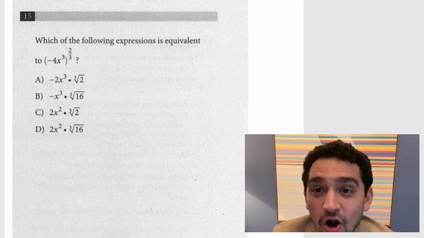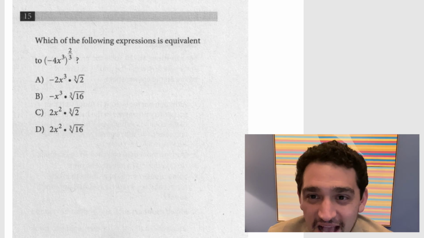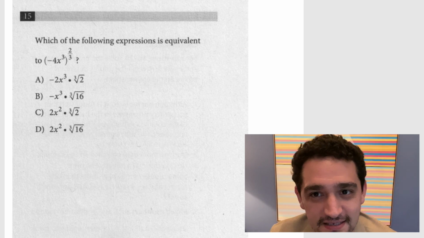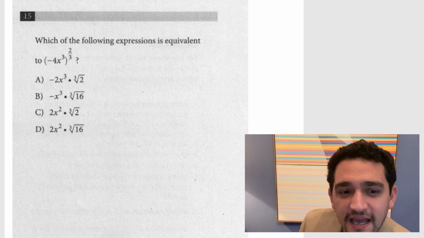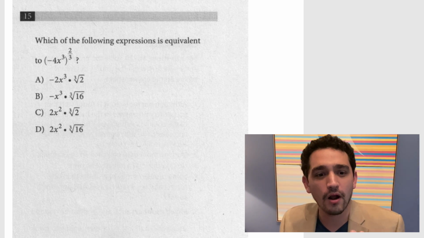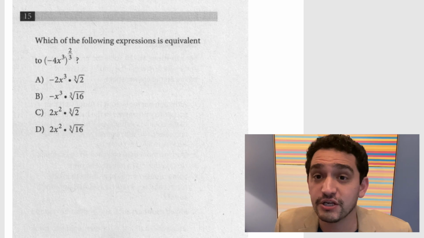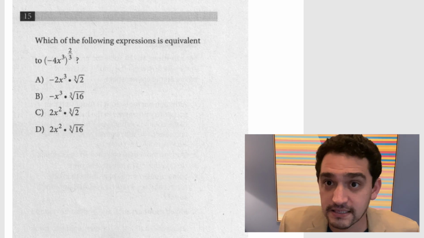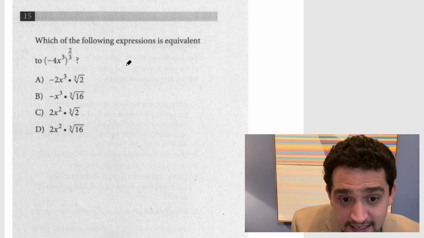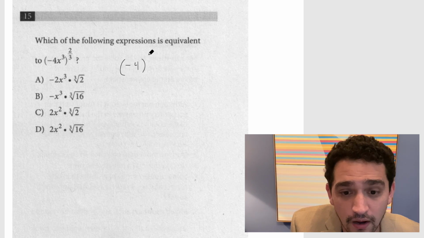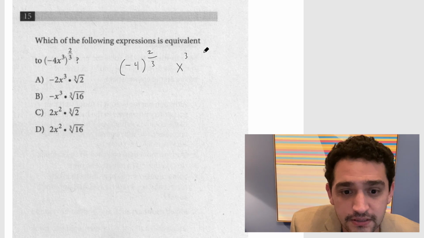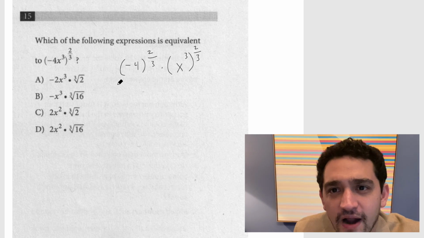And now we see our hardest problem yet. This is also from the SAT non-calculator, number 15, probably the hardest question in the test. Let's tackle it. What is negative 4x cubed to the power of 2/3? The first thing we should do is distribute that power of 2/3 to both the negative 4 and the x cubed as follows. Let's rewrite this as negative 4 to the power of 2/3 times x cubed to the power of 2/3. Now we have two fractional exponents.